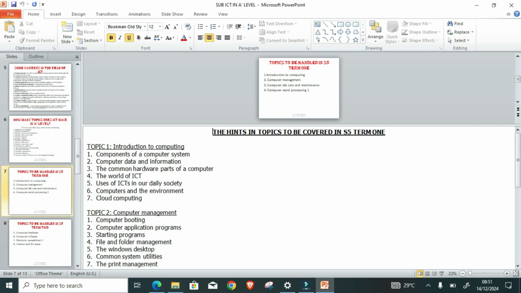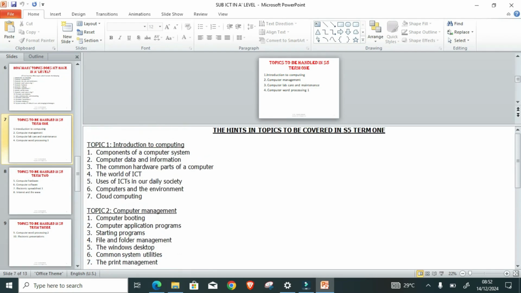Another one, computer data and information, knowing what data means, information means. Another one, number 3, the common hardware parts of the computer. Hardware, these are physical and tangible parts of a computer. Then we have the world of ICT, followed by the uses of ICT in our daily society. Next is the computers and the environment, and finally the first topic is cloud computing. Those are some of the things you're supposed to cover in topic 1.